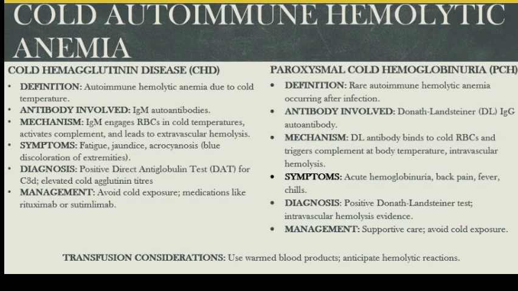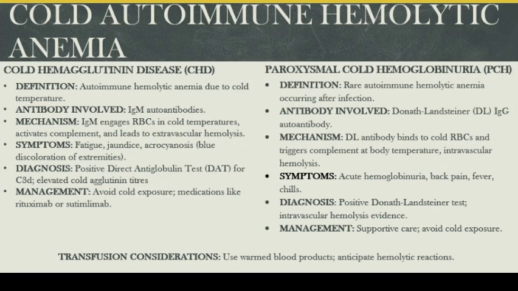Some of the clinical features include sudden onset of hemoglobinuria, which is simply dark-colored urine, and back and abdominal pain, fever, and chills following cold exposure. Symptoms result from acute intravascular hemolysis. Some of the tests used to identify PCH include the Donath-Landsteiner test, which confirms the presence of DL antibodies. Other laboratory findings include elevated lactate dehydrogenase, decreased haptoglobin, and hemoglobinuria, which indicate intravascular hemolysis.